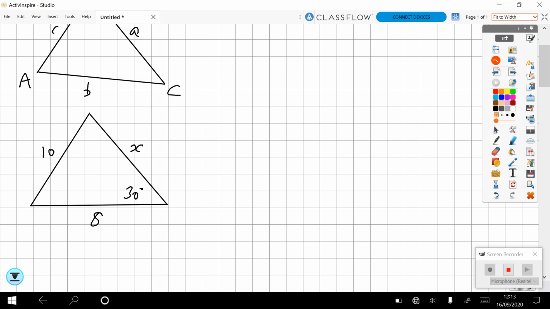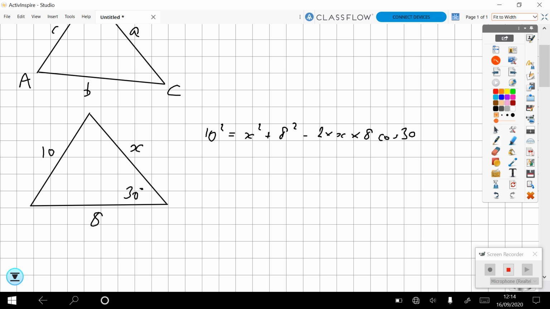You can label the vertices ABC, you can label the sides ABC if you wish, but however you do it, you eventually write this line, that 10 squared equals x squared plus 8 squared minus 2 times x times 8 times cos of 30.